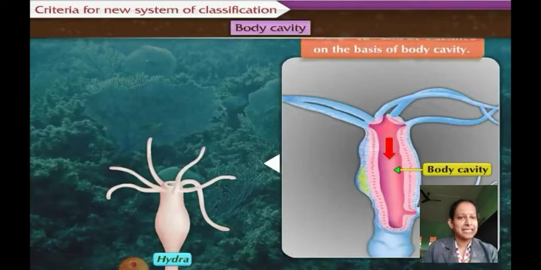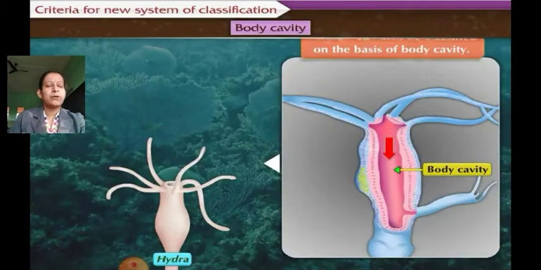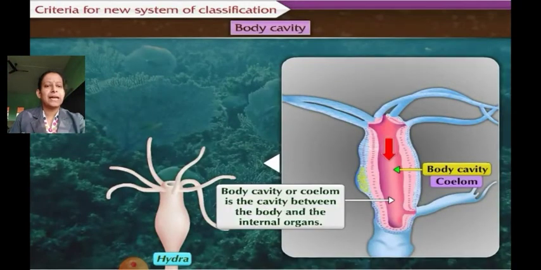Now the fourth criteria is body cavity, whether the animals have the presence of a body cavity or not. Accordingly they will be classified. Another term for body cavity is coelom. Now what is this coelom? Coelom is a body cavity, a cavity in which all the other organs are present. So the body cavity or coelom is the cavity between the body wall and the internal organs.